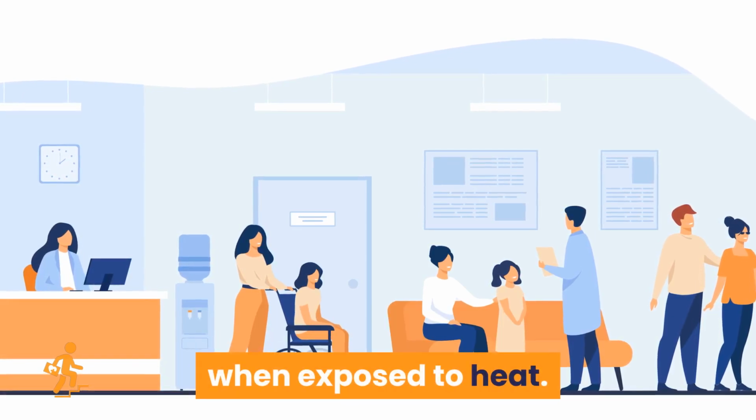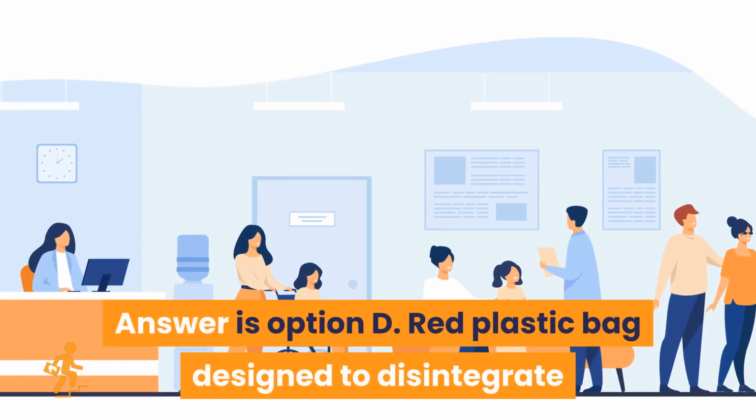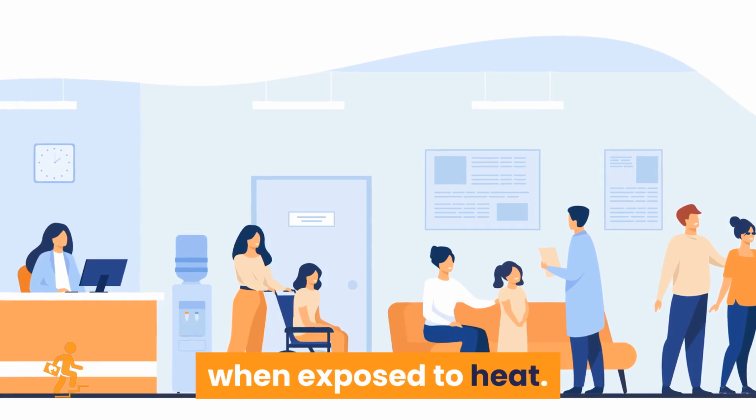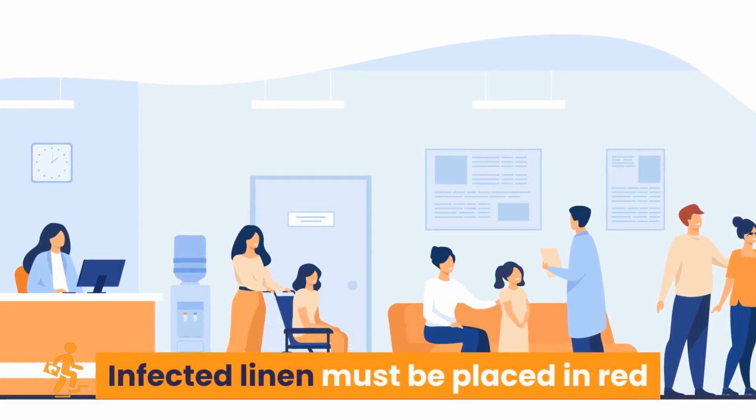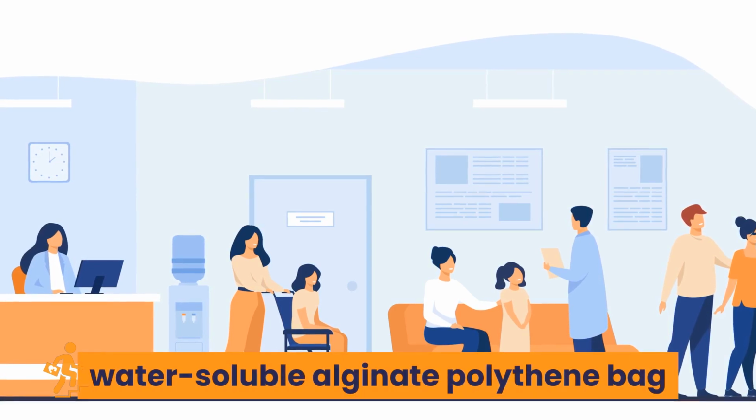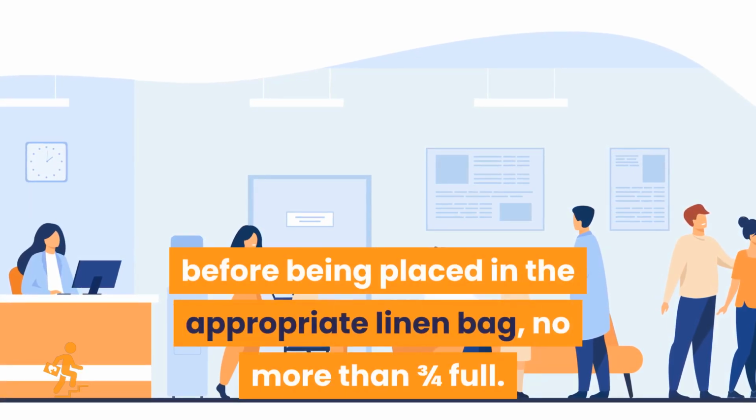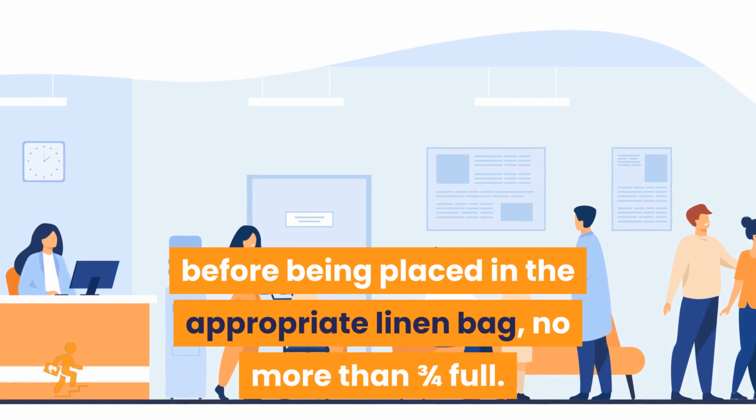Answer is option D, red plastic bag designed to disintegrate when exposed to heat. Infected linen must be placed in a red water-soluble alginate polythene bag before being placed in the appropriate linen bag, no more than 3/4 full.